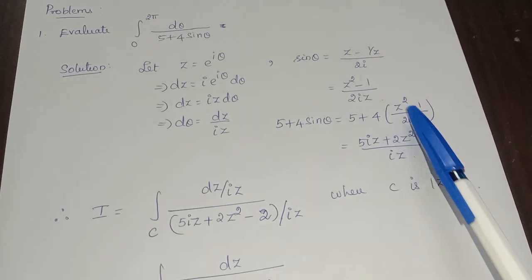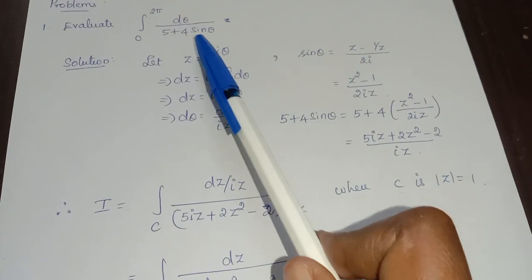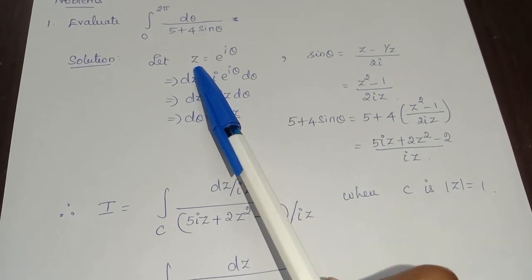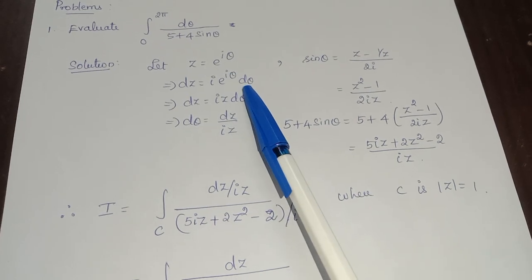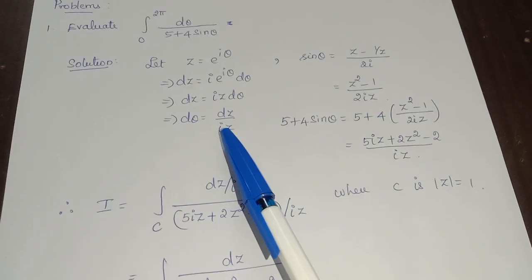5iz plus 2z square minus 2 by iz. So this is the value of this function. Now what about d theta? See, z equal to e power i theta, no? So dz will become, differentiate this, i e power i theta into d theta. So d theta is equal to dz by iz.